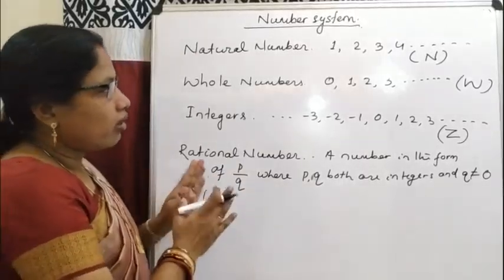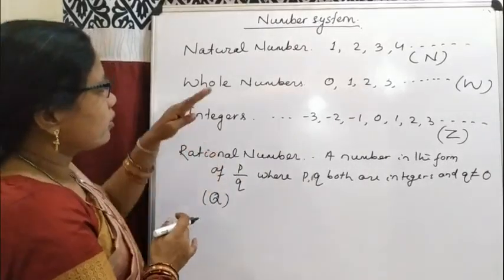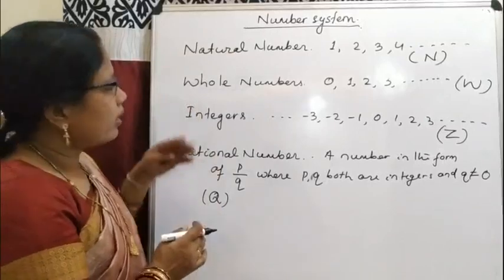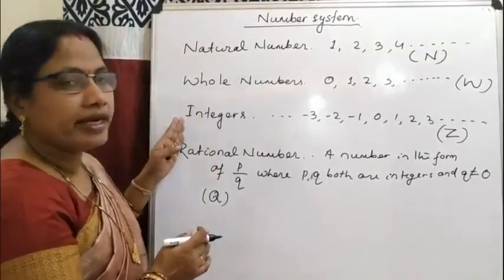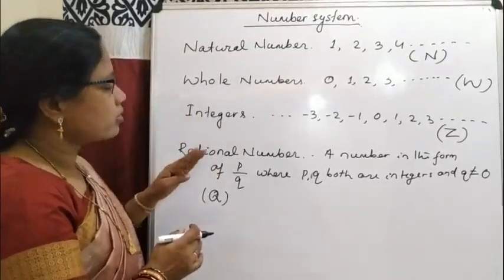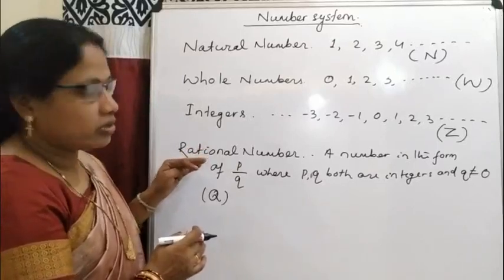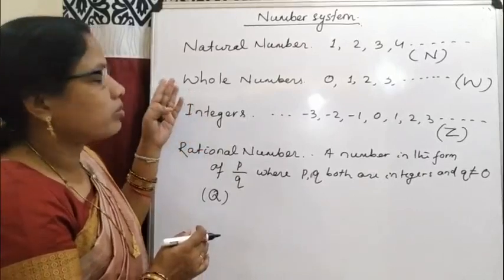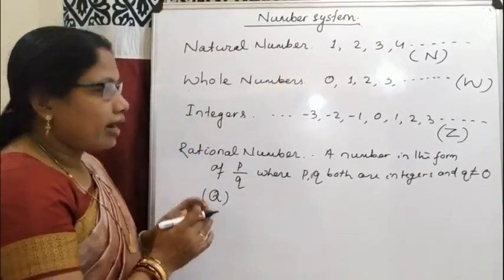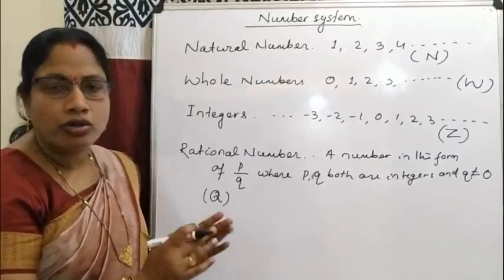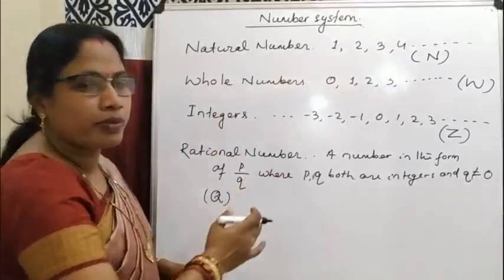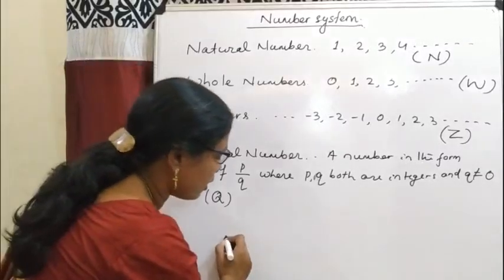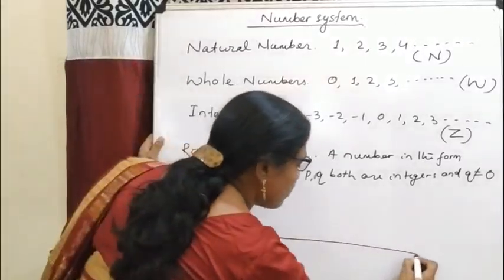So here also you learn that all natural numbers are whole numbers, and each whole number is an integer, and integers are also rational numbers, but all rational numbers are not integers or whole numbers or natural numbers. And also you know how to represent different types of numbers on a number line. So you know what is a number line. You can draw like this.